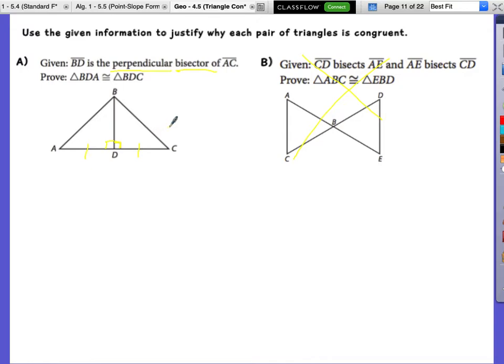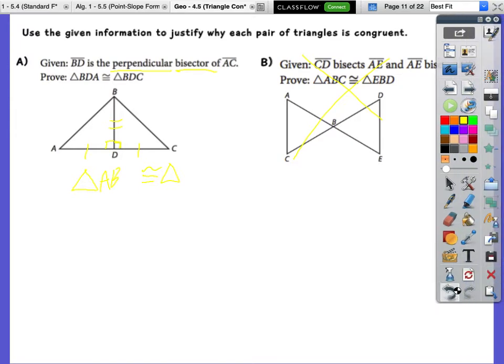Do we have enough to prove these triangles congruent on A? No. We need another side. Specifically, we need BD. What do we know about BD? It's congruent to itself, right? So are these triangles congruent? Because BD is congruent to itself, we have side, angle, side. Two sides and the included angle. Somebody give me a congruence statement. Triangle ABC is congruent to triangle CDB.